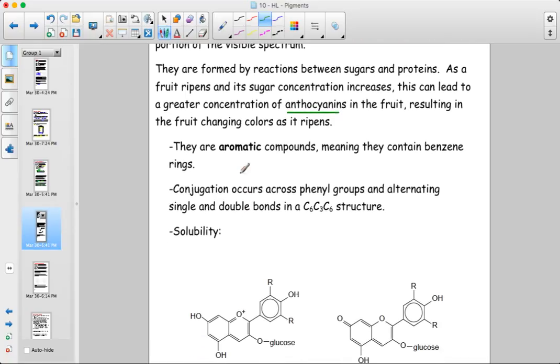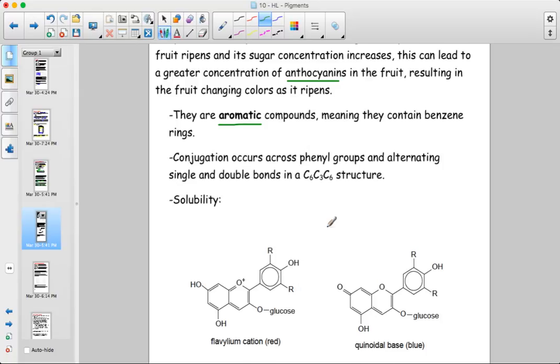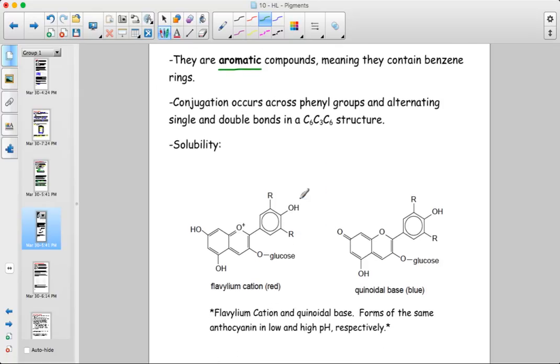They are aromatic compounds. Aromatic is a term in the organic chemistry unit that refers to things that contain phenyl groups or benzene rings. And so the conjugation occurs across both the phenyl groups, but also in these other rings that have alternating carbon-to-carbon double bonds. And they call it a C6, C3, C6 structure.